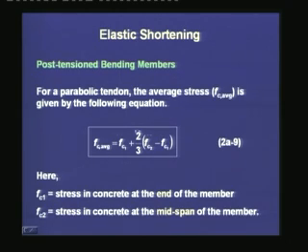Again, to understand this expression, if the stress varies in a parabolic fashion from FC1 at the end to FC2 at the midspan, the average stress in the concrete can be considered to be FC1 plus 2/3 times the difference of FC2 minus FC1. This expression can be derived from the equation of the parabolic variation of the stress in the level of the CGS.